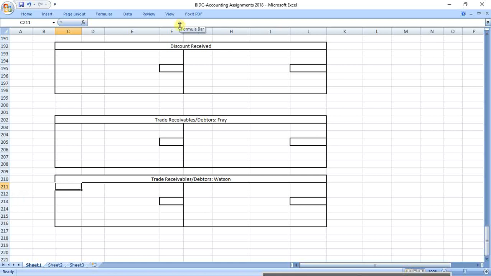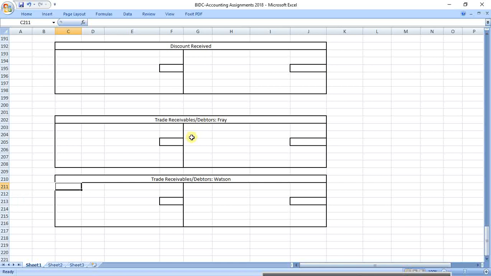Trade receivables, so receivables. Would this just be totals? Yeah, those are fine. But I'm just saying, would they be totals? It'll be a posting, so you'll have a debit or a credit depending. But you would be taking the totals from your cash book. Right, that's fine. So you would take the totals from the cash book.